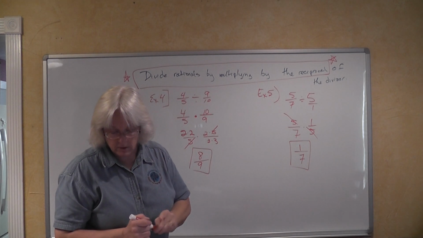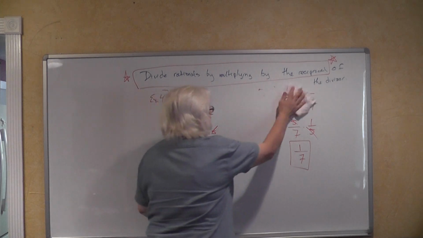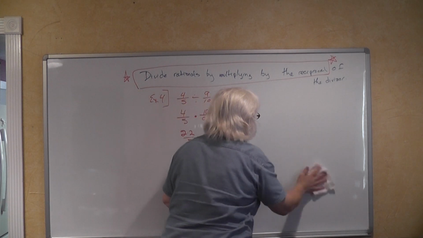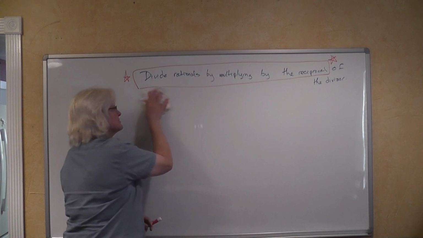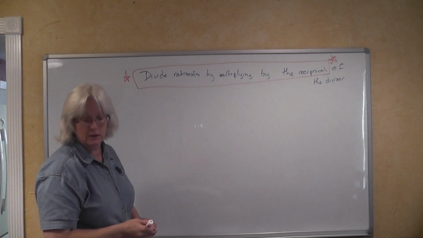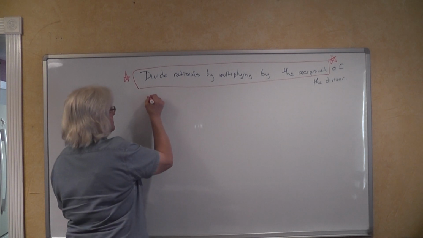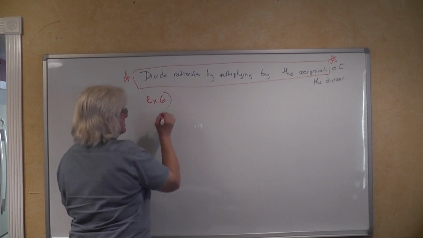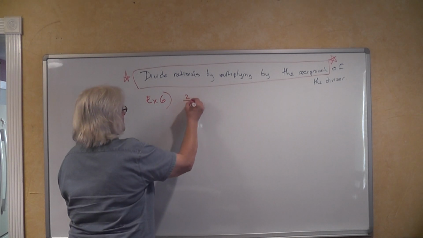Example number 6, I think. These are in your text. If I've got the wrong number, I'm sorry. I'm going through the exact problems, though, that are in the second edition of Algebra 1 for Christian schools. I believe this is example 6. And this is 2/3 divided by 8/7.